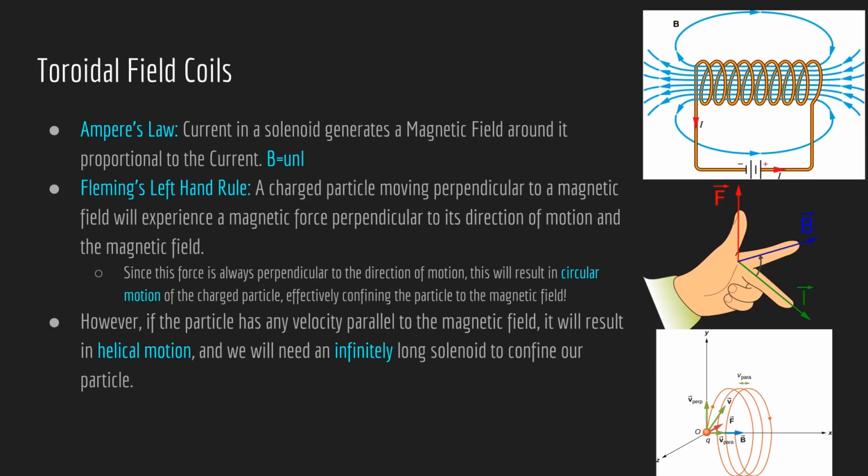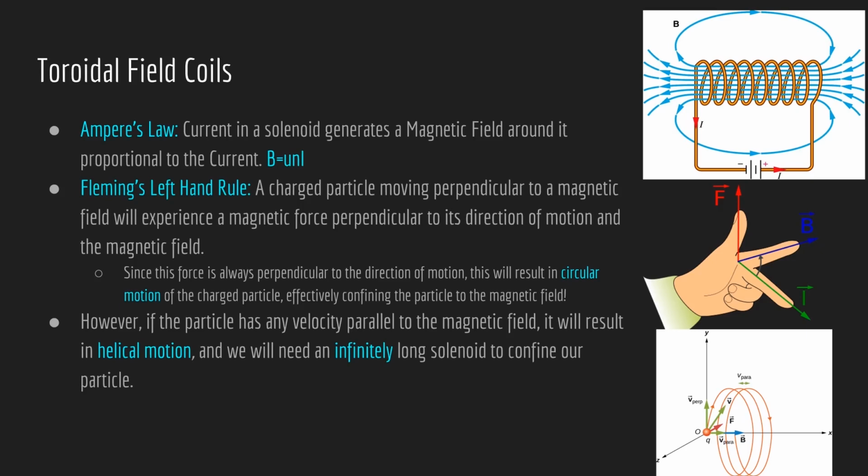We know from Ampere's law that current in a solenoid generates a magnetic field proportional to the current. We also know from Fleming's left-hand rule that a charged particle moving perpendicular to a magnetic field will experience a magnetic force, called a Lorentz force, perpendicular to its direction of motion and the magnetic field. Since this force is always perpendicular to the motion of the particle, this results in circular motion of the charged particle, effectively confining the particle around the magnetic field line.